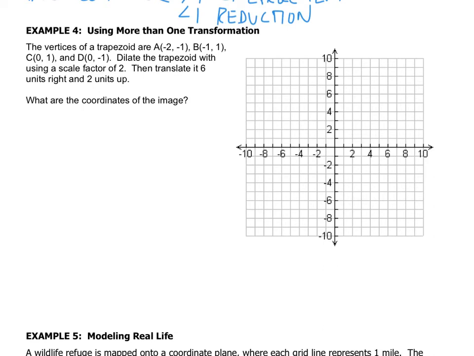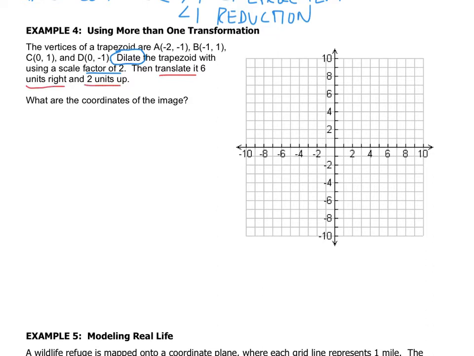So next we have one where we're using more than one transformation. We really have to be careful on these. So first I want to notice that we are doing the vertices of a trapezoid. We can plot those points. Then we're going to dilate the trapezoid with a scale factor of 2. Then translate 6 units right and 2 units up.